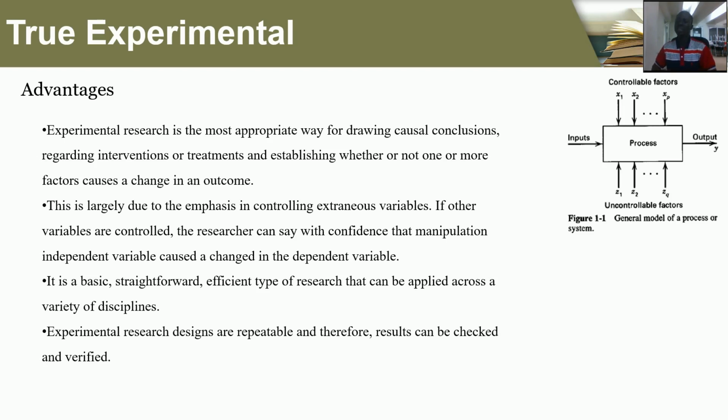Here we have the ability to control the independent variables and even to control other extraneous variables and confounding variables through blocking and matching, so that at the end of the day you'll be able to confirm and boldly conclude that the independent variable has a causal relationship with the dependent variable. It is a basic, straightforward, and efficient type of research that can be applied across a variety of disciplines. Experimental research designs are repeatable and therefore results can be checked and verified.